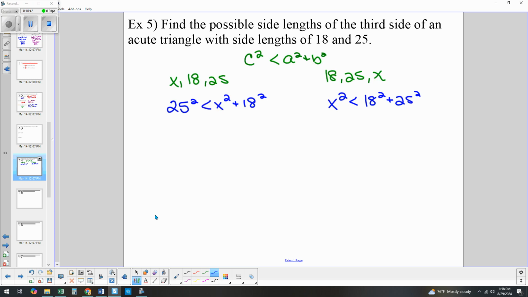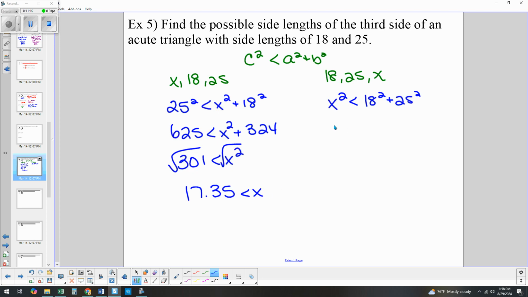So 25 squared is 625. 18 squared is 324. If I take 324 away, we get 301. And now I could take the square root. Doesn't matter that it's a less than sign. And we get 17.35. And if I do the same thing over here, we have 324 plus 625. And now we're going to take the square root of that.